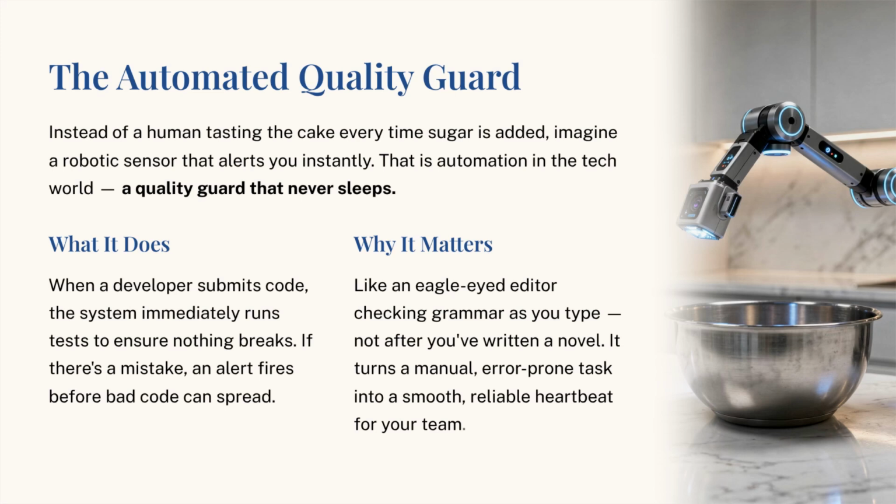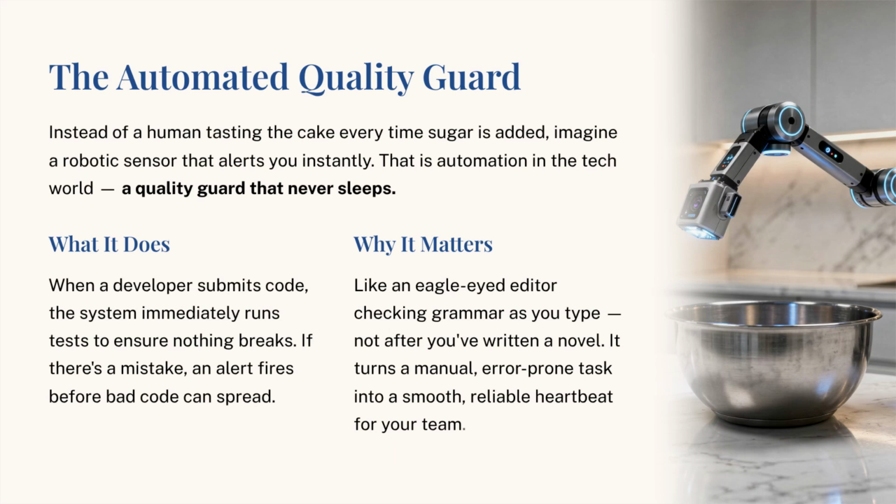Let's go back to that wedding cake. Instead of having a human taste the cake every single time someone adds a pinch of sugar, imagine you had a magical robotic sensor that could instantly tell you if the sweetness level was perfect the second the sugar hit the bowl. That is what automation does for us in the tech world. The formal definition is the use of software tools to perform tests and builds without human intervention. In simple terms, it's a quality guard that never sleeps.